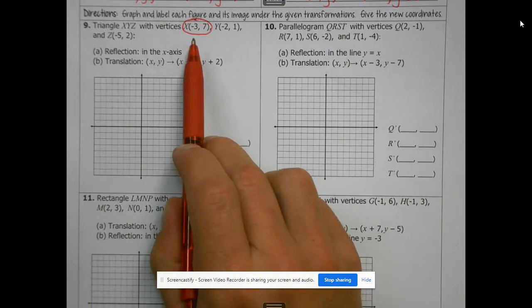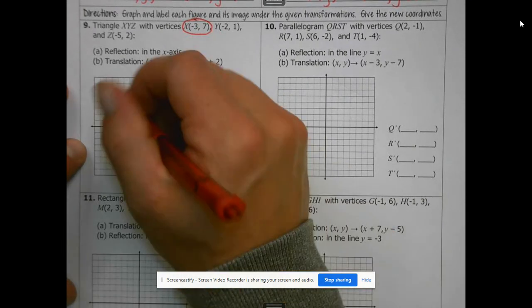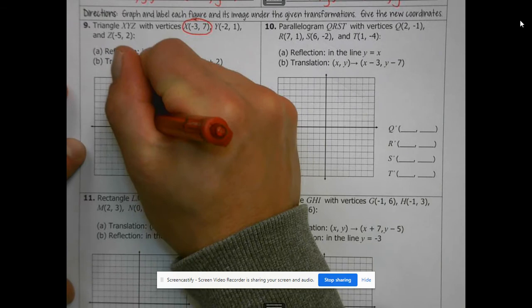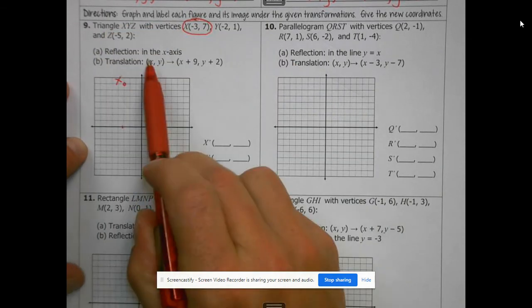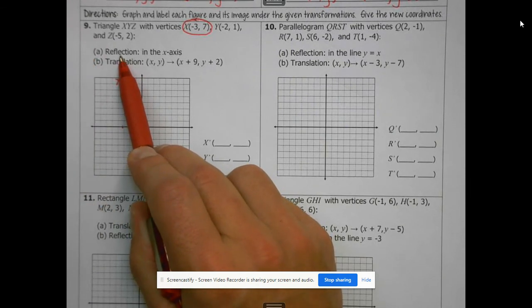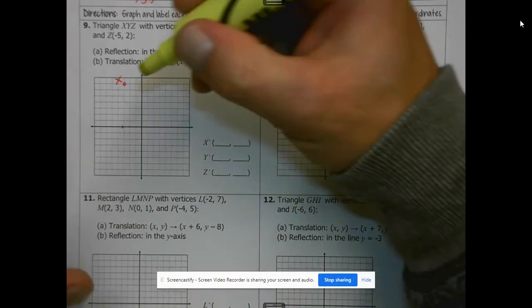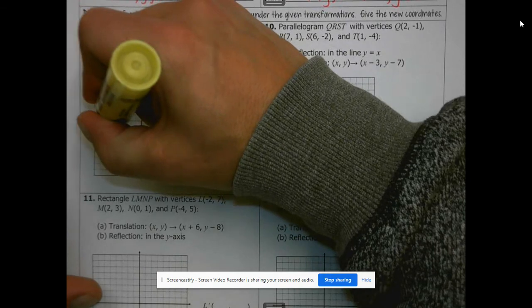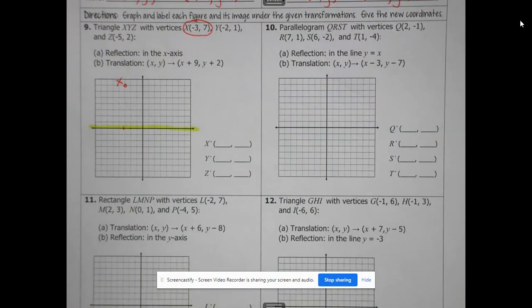So first step, go ahead and graph the original point. X is back 3, up 7. That's the original. Now, the first transformation, they want you to do a reflection in the x-axis. Remember, the x-axis is this line right here. So once again, I'll highlight it for you. And just like we did in the last section, we're just going to count boxes.